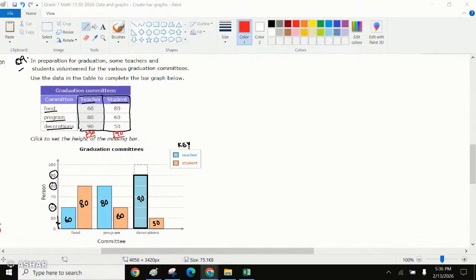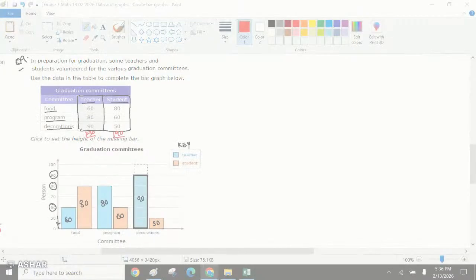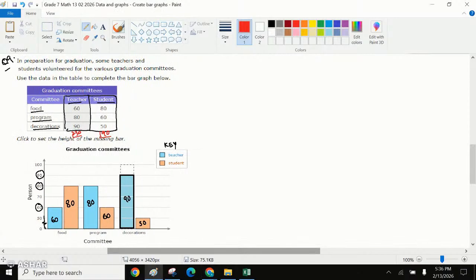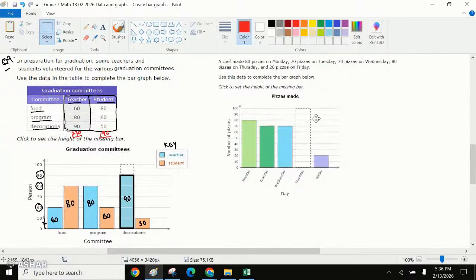So let's do another question. For the given information, let's try to complete. A chef made 80 pizzas. It shows us the number of pizzas made per day. After this question, we'll do a few questions from the test. Trying to do more questions because we just need to complete the bar, okay?